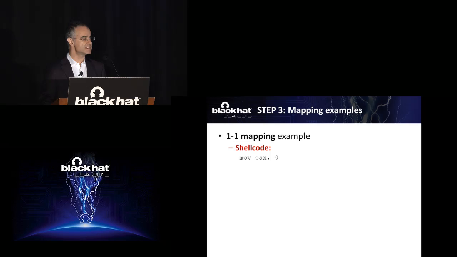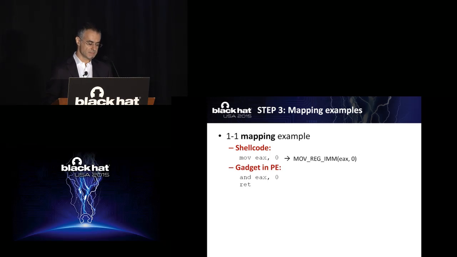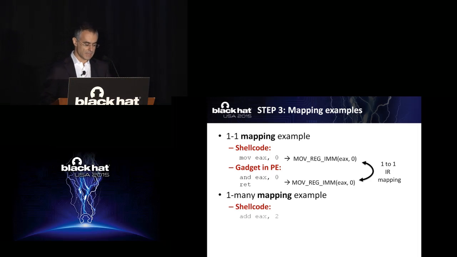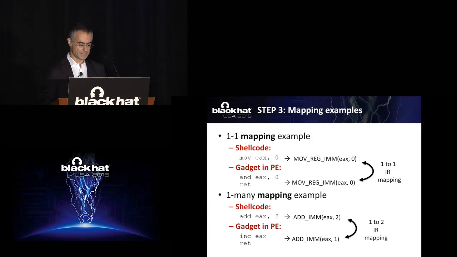Let's see an example. If we have this shellcode instruction, which belongs to this type of instruction, and this is the gadget that we found in the portable execution that also belongs to the same group of instruction, we have a 1-to-1 mapping. Now, if we have this instruction and the gadget instruction, here you can see we have 1-to-many, 1-to-2, which means we call the gadget twice in order to replace the shellcode instruction.